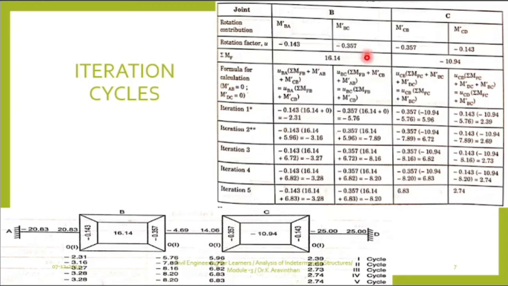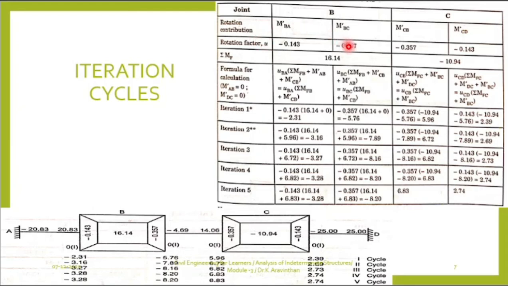Okay. Now let us go to MBC. If you want to start iteration for MBC, what is the formula? UBC, the same one. If you need M dash BC, you have to apply UBC. What is UBC? Rotational. So you have the symbol here, no? What is U?